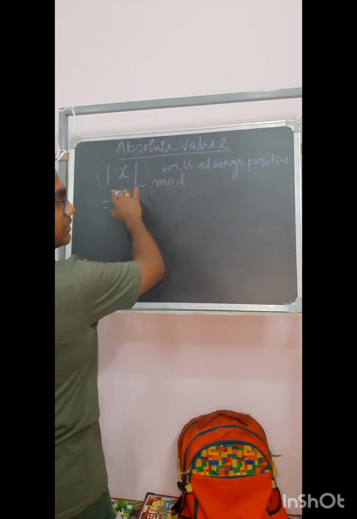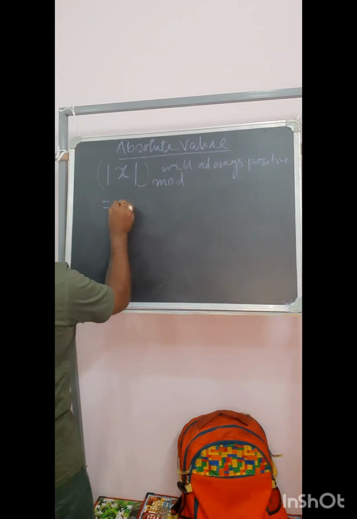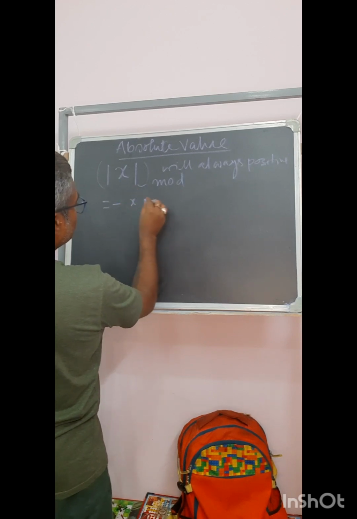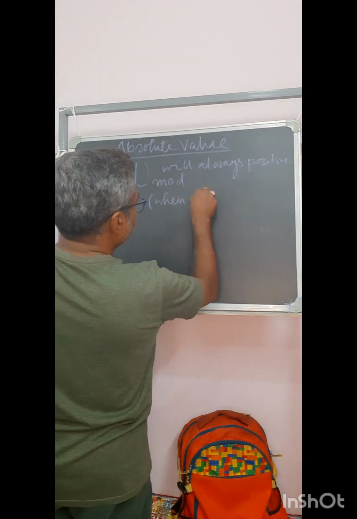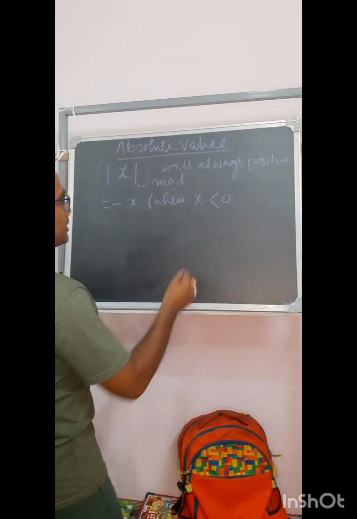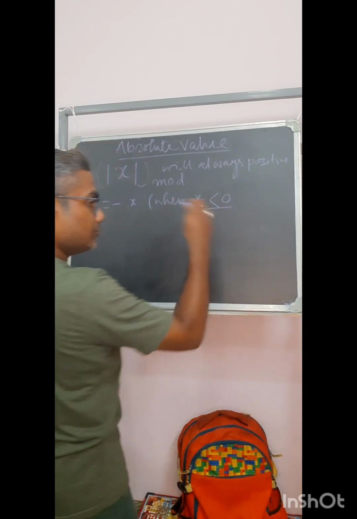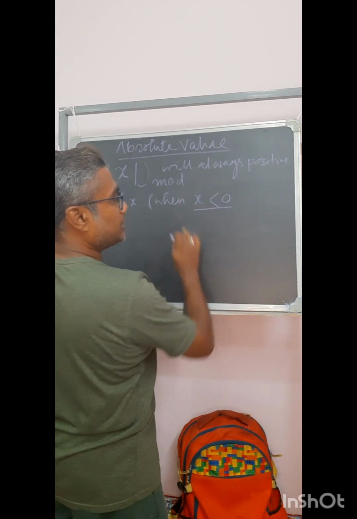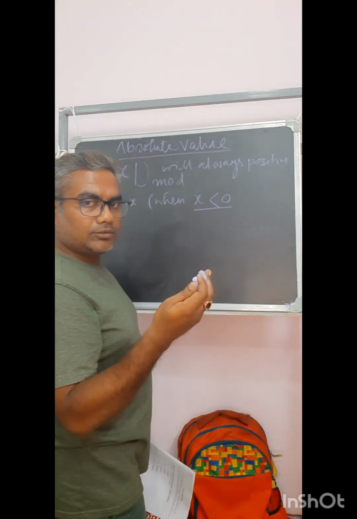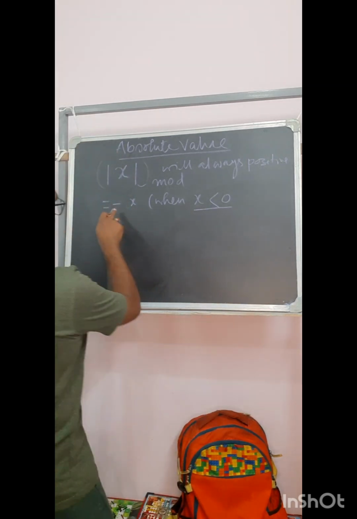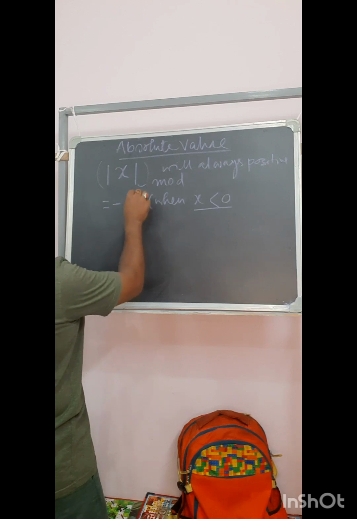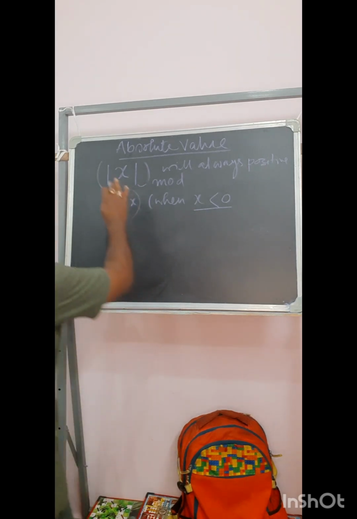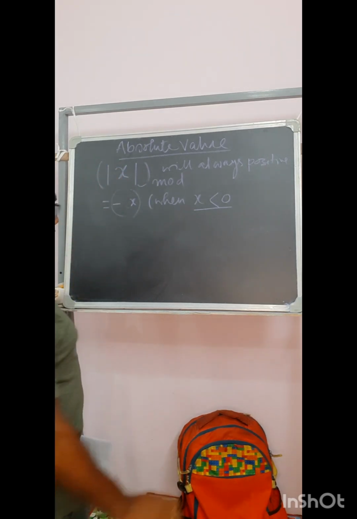If the mod of anything is always positive, this would only be possible if I say it is minus x when x is less than 0. That means if the value of x is less than 0, whatever value I take will automatically carry a negative sign, and then if it is multiplied with the negative, I will get a positive value, which will satisfy this term, because whatever the value is, it will give a positive value.